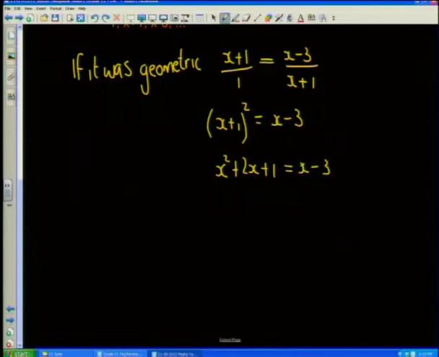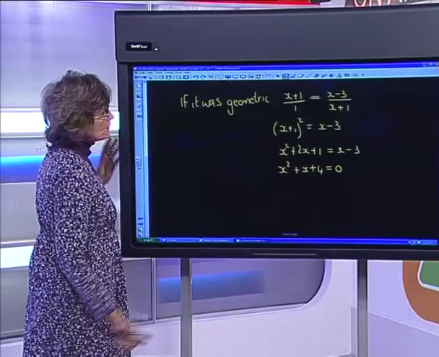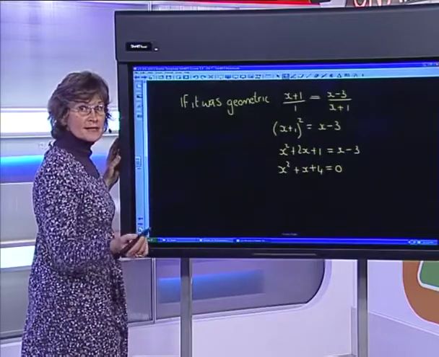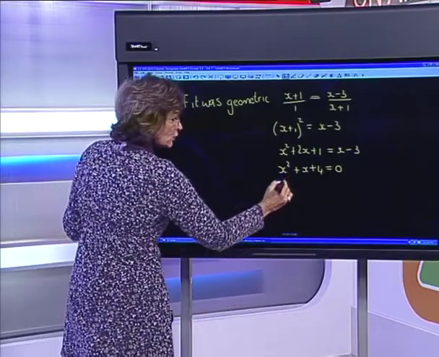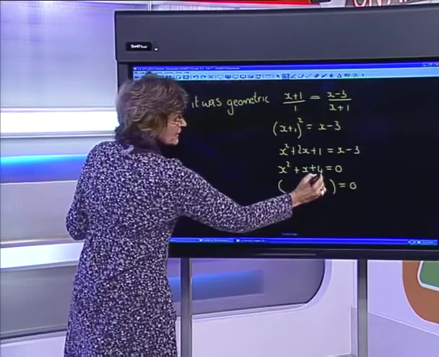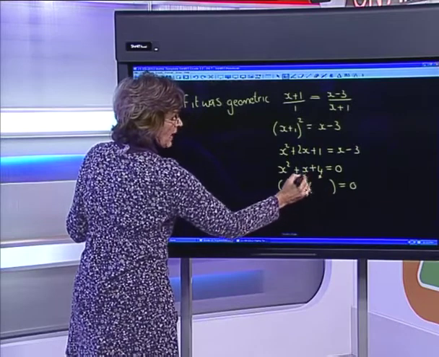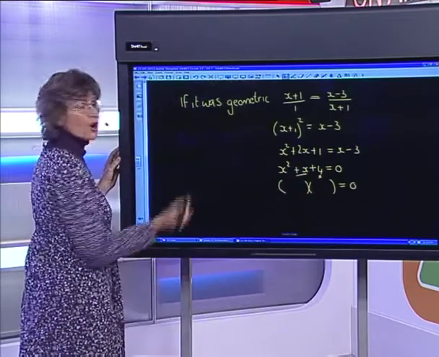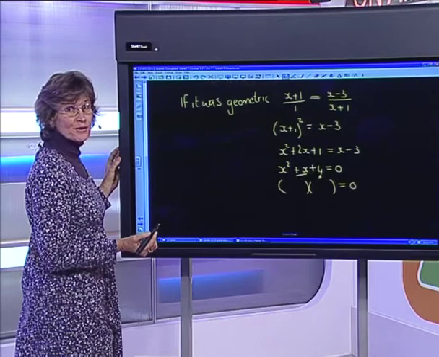Right, we've done enough of these to know that we're going to have to just bring everything across to the left-hand side, which gives me that. Right, now we're trying to solve for x. Now guys, if you have a look at this and you try and factorize it, you need factors of 4 to give you 1. No matter how hard you try, that's not going to work, okay?